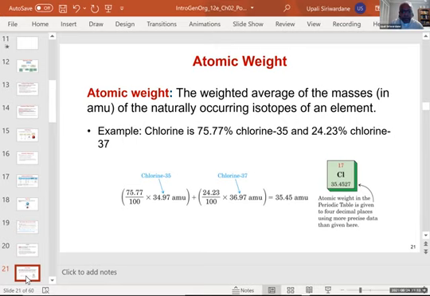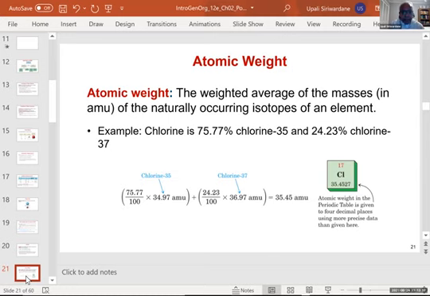Isotopic mass is 34.97 for chlorine 35. Isotopic mass comes from experiments. You can calculate the isotopic mass. Chlorine 37's isotopic mass is 36.97. It's very close to a whole number, but these are specific numbers multiplied by abundance.